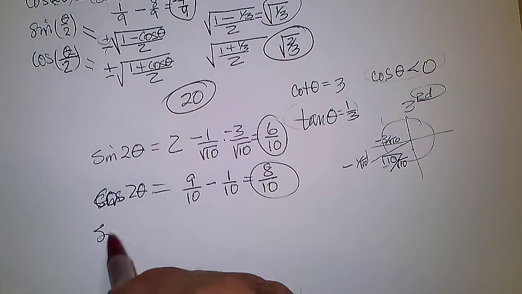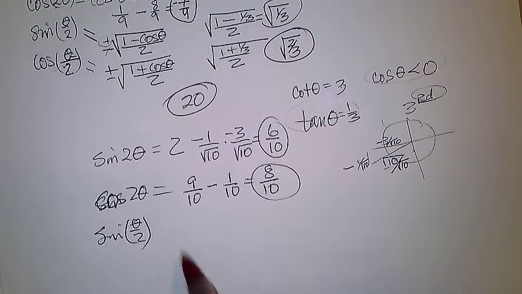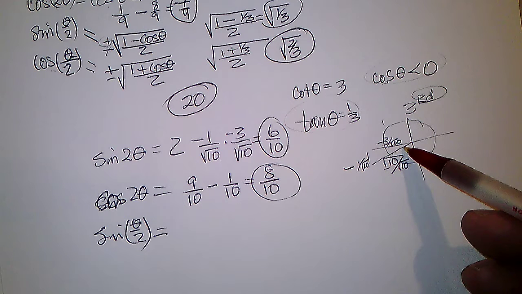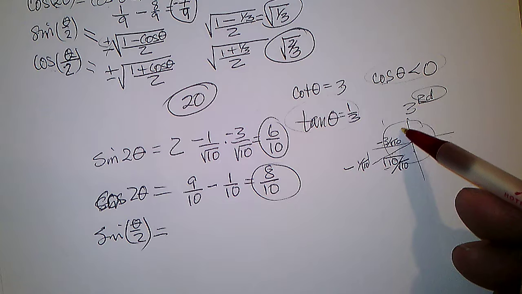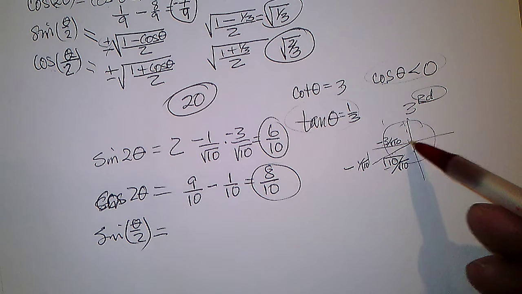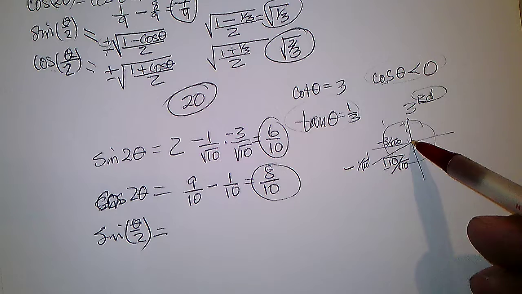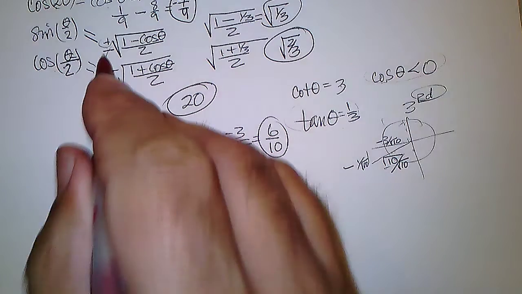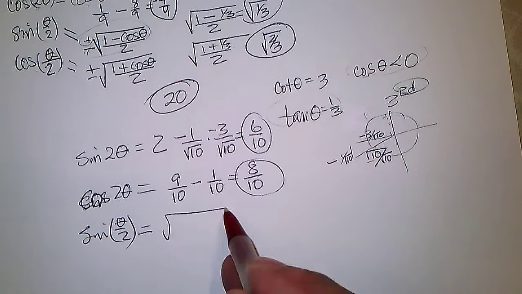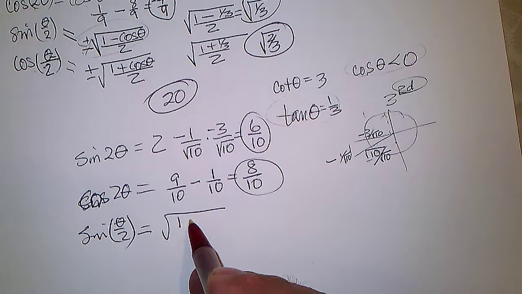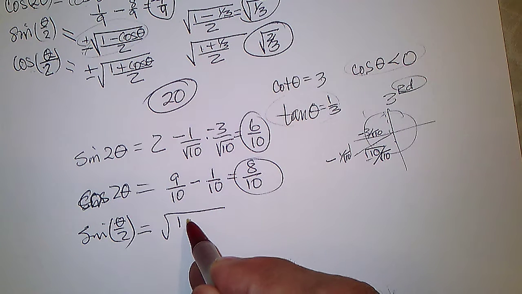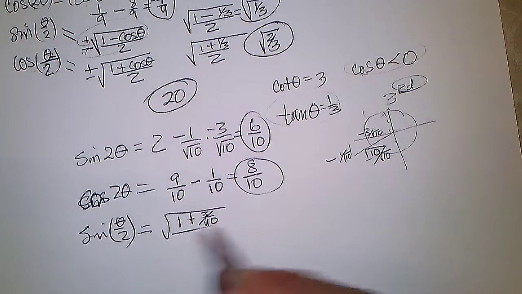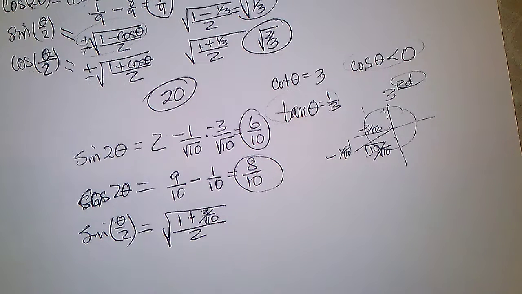The sine of theta over 2 is, so if I'm in here, half of this angle would be, half of 180 is 90, so it's a little bit more, so it's going to be about there. So the answer for the sine is going to be positive because I'll be up here. So I'm going to use the positive one of these, so it's going to be the square root of 1 minus the cosine, minus a minus is plus, 3 over the square root of 10 over 2. And I won't worry about simplifying that.